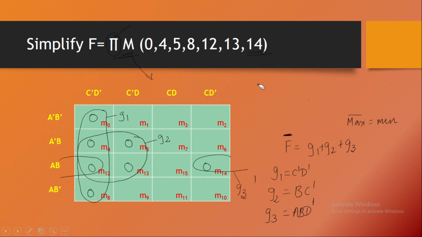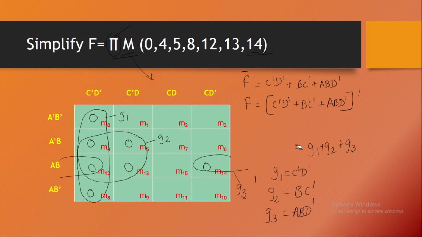So if you rewrite this, F dash is given by C dash D dash plus BC dash plus AB D dash. But ultimately what we need is the function F and not F dash. So if you apply De Morgan's law here, it is (C dash D dash plus BC dash plus AB D dash) the whole dash. So F dash is given by the upper equation. If I remove that complement here, I have to apply that complement here. So using De Morgan's theorem, I am going to solve this further.